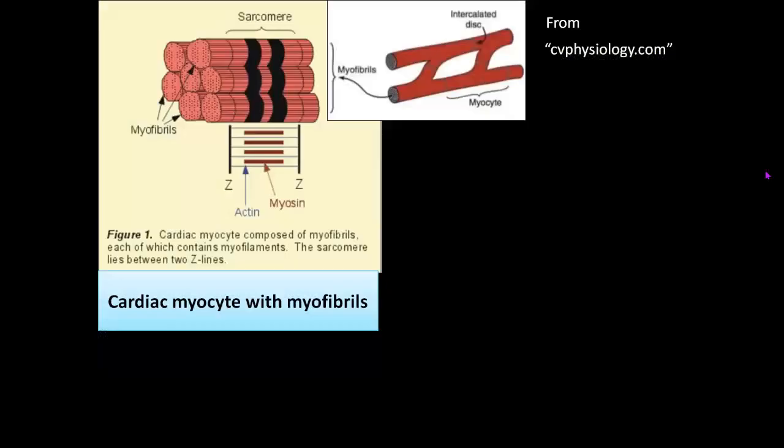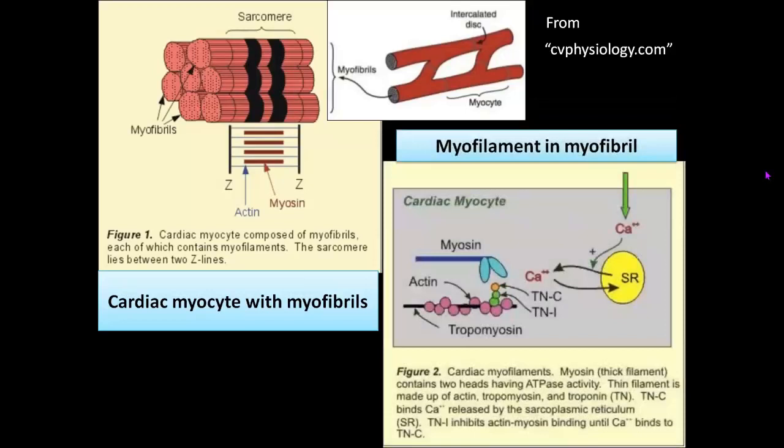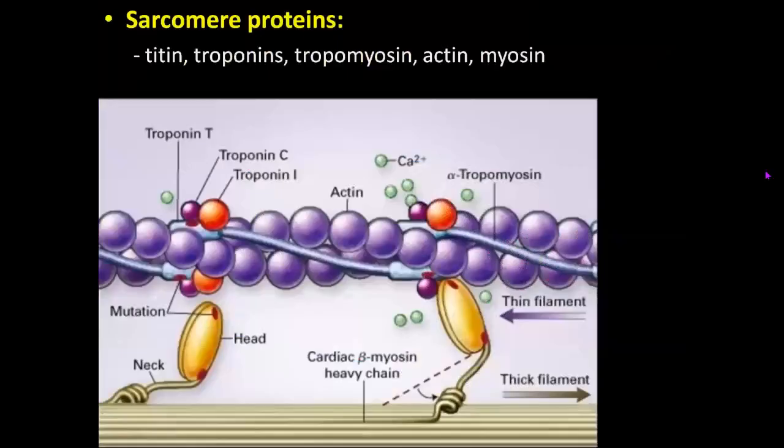Each heart muscle cell, cardiac myocyte, is composed of bundles of myofibrils. Myofibrils are composed of myofilaments. Sarcomere is the basic contractile unit of myofibril. It is situated between two Z lines. There are various types of contractile proteins in sarcomere. These proteins are troponins, tropomyosin, actin, and myosin. The protein titin is necessary for the assembly of sarcomere.